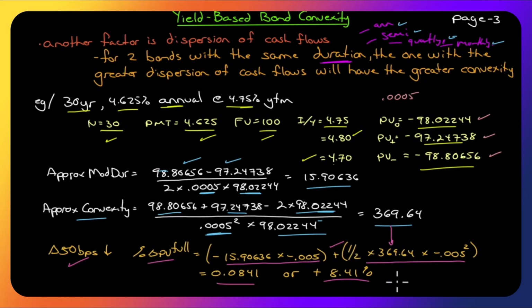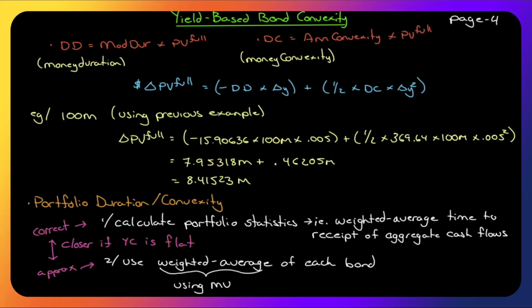0.0841 or 8.41%. Can we use convexity if we're using one of the dollar-based duration measures? In other words, we're looking at the dollar change in the price of the bond, not the percentage change. So recall, dollar duration or money duration was its modified duration multiplied by the full price of the bond. Well, we can get money convexity. I just write it out as DC, dollar convexity.